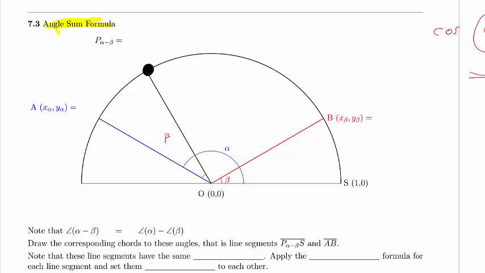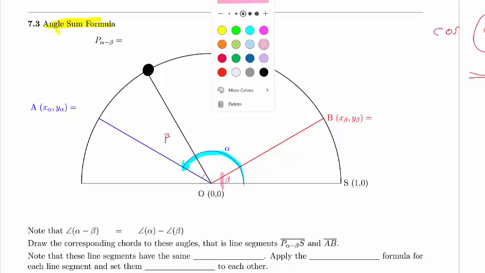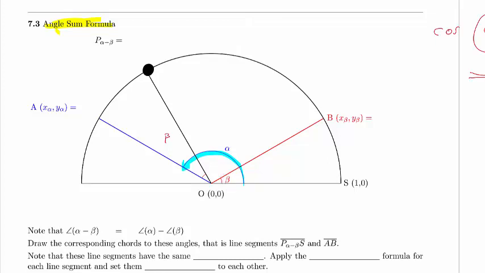I want us to look first at this angle alpha, and note that this corresponds with point A for alpha. Then next, take a look right here at this angle beta, and note how this corresponds with our angle beta right there.